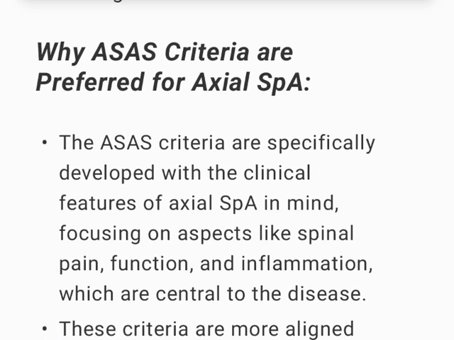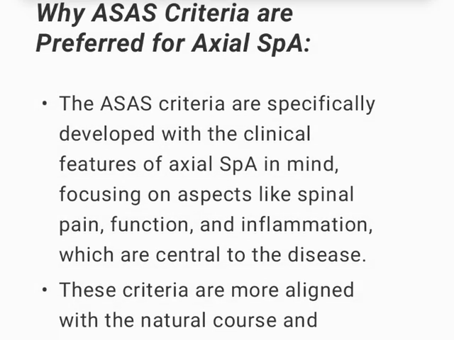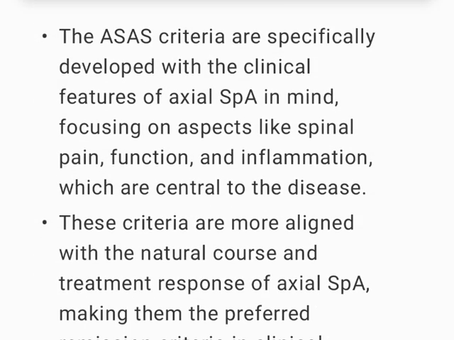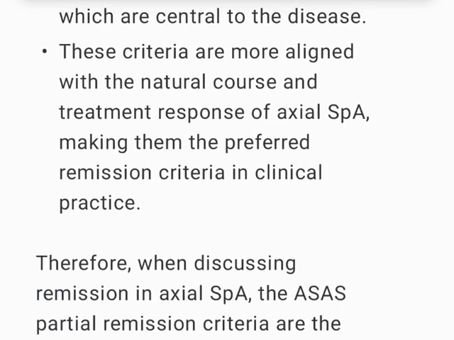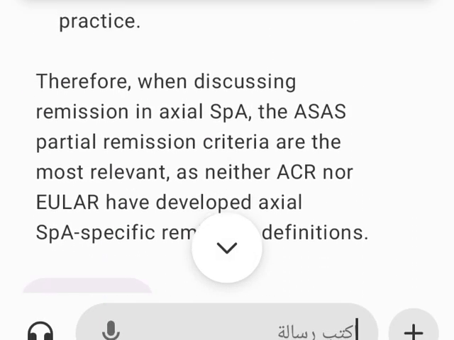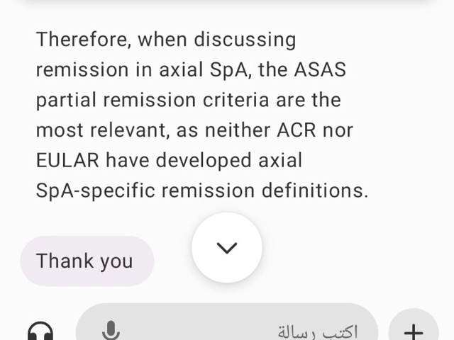Why are ASAS criteria preferred for axial SpA? The ASAS criteria are specifically developed with the clinical features of axial SpA in mind, focusing on aspects like spinal pain, function, and inflammation, which are central to the disease. These criteria are more aligned with the natural course and treatment response of axial SpA, making them the preferred remission criteria in clinical practice. Therefore, when discussing remission in axial SpA, the ASAS partial remission criteria are the most relevant, as neither ACR nor EULAR have developed axial SpA specific remission definitions.